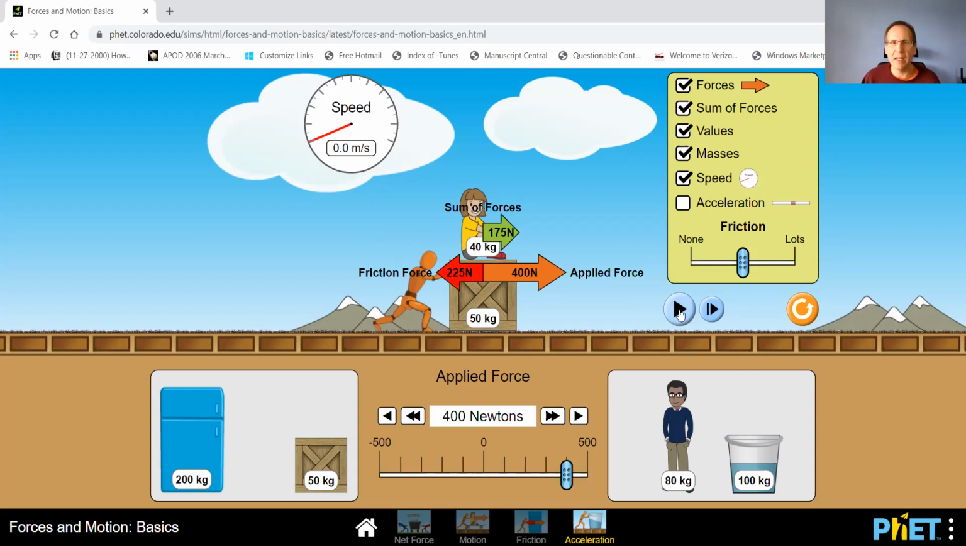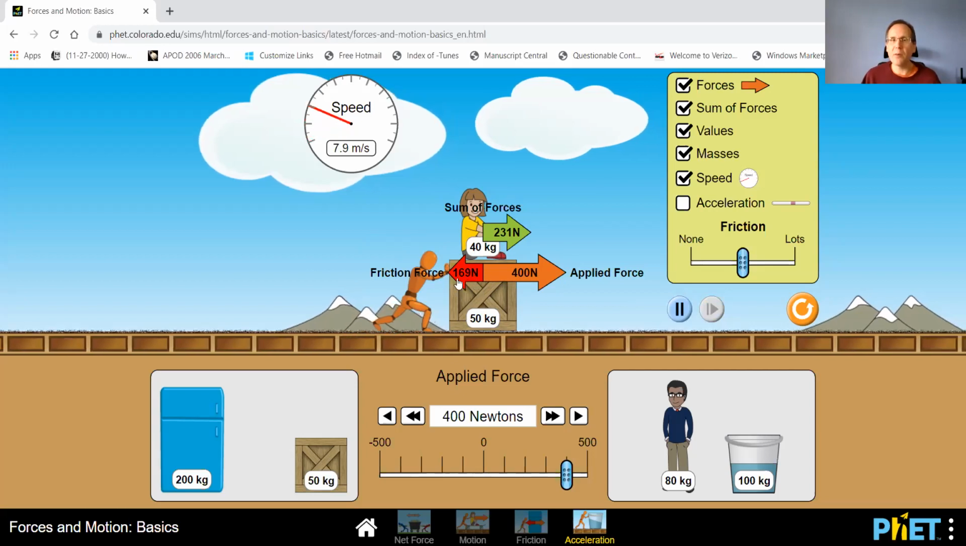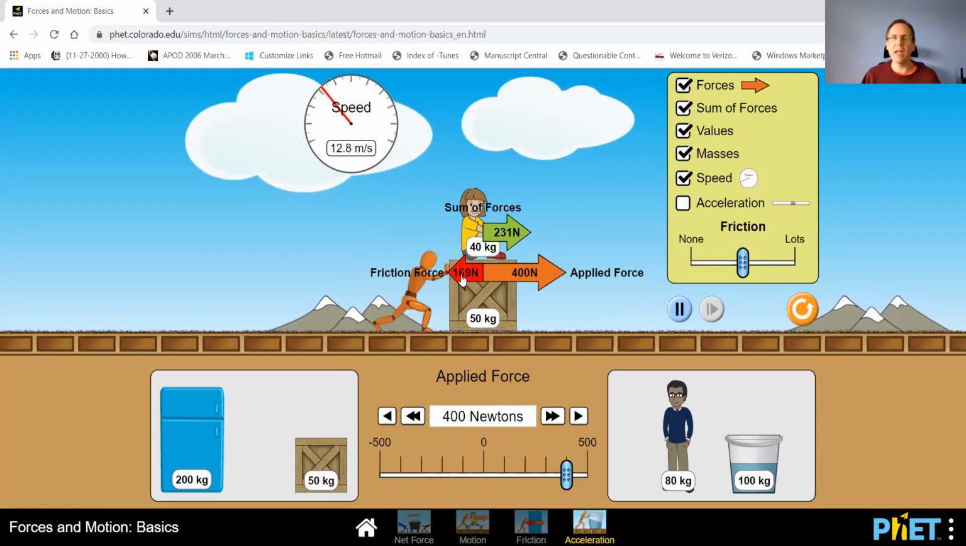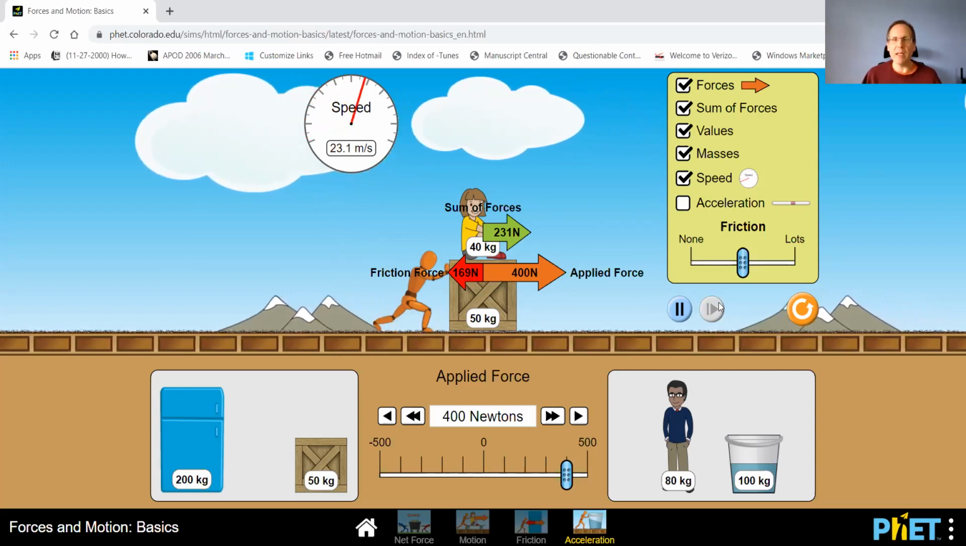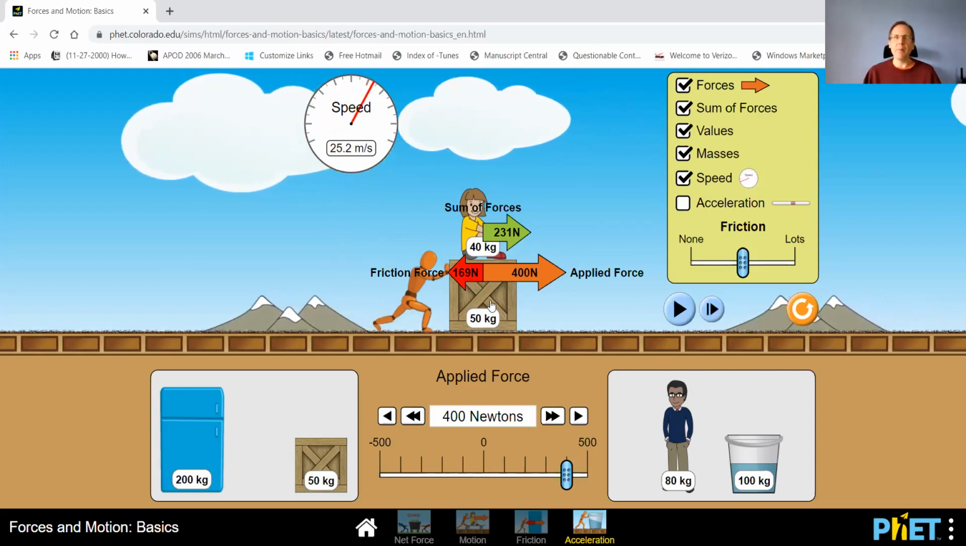Actually, let me see if it stays that value. No, I guess it drops. Okay. So there's a kinetic frictional force. That was a static frictional force. There's a kinetic frictional force of 169 newtons to the left. That means, let me pause this for a second, that means the net force, if I add the force going to the right minus this force going to the left, I've got a net force going to the right of 231 newtons.